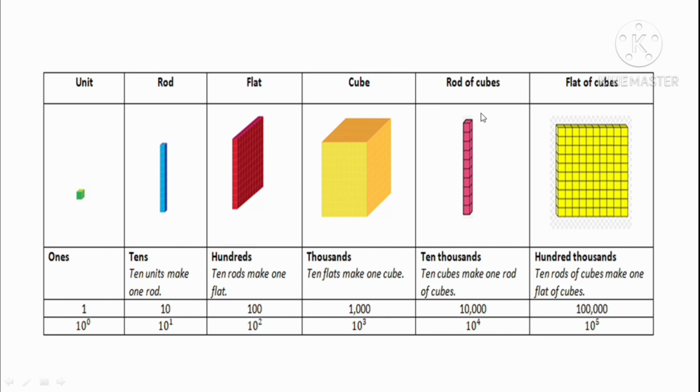The fifth picture is the rod of cubes, where 10 cubes make one rod of cubes, which represents 10,000, and it is written as 10 to the power of 4 in our base 10. The last picture is the flat of cubes, where 10 rods of cubes make one flat of cubes, which represents hundred thousands, and it is written as 10 to the power of 5.